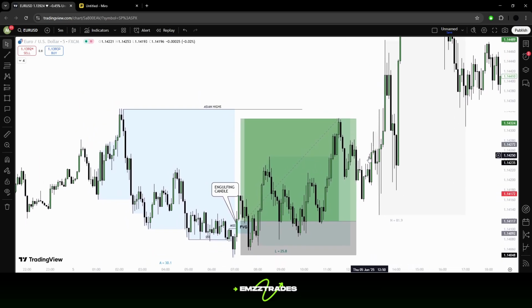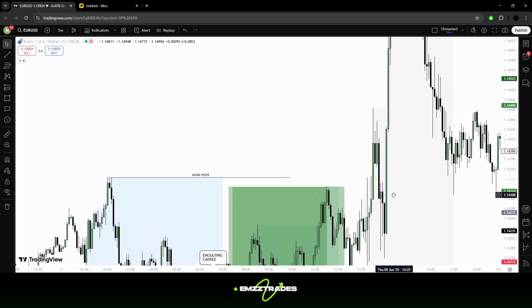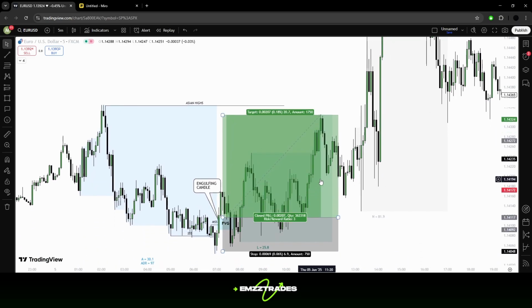So you would have easily made 3% within this trade, and it's really low risk because we're only risking 1% and we're getting 3% back as our return. So that's all done.